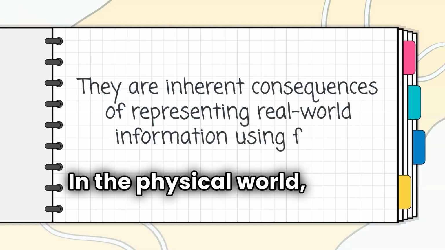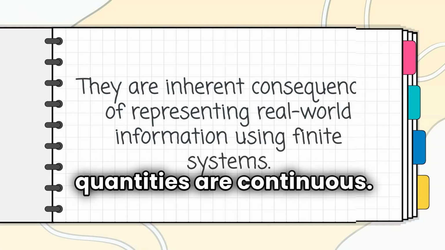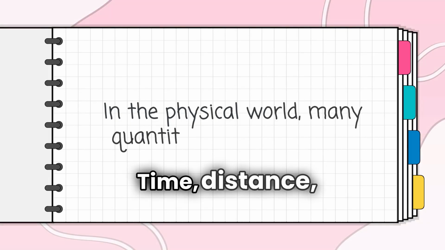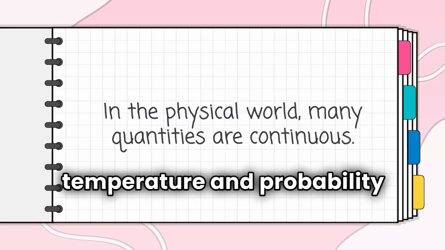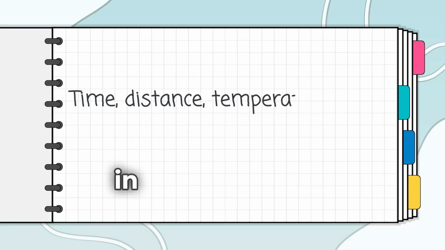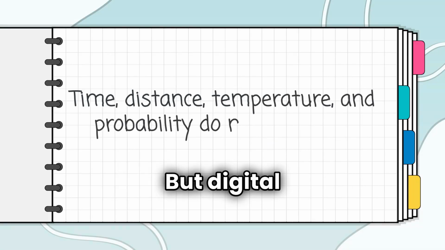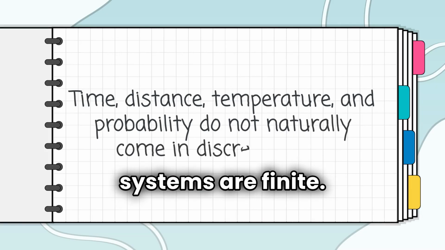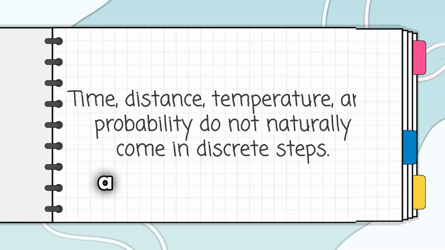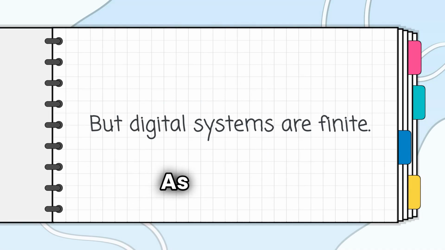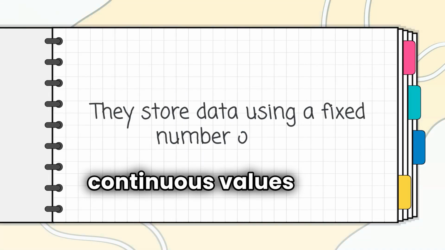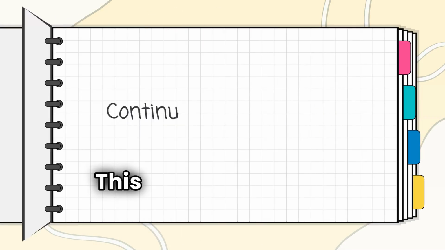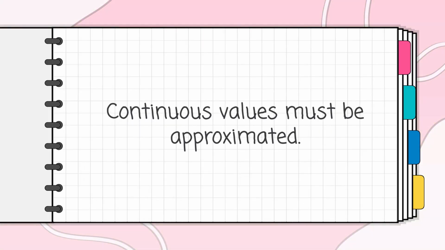In the physical world, many quantities are continuous. Time, distance, temperature, and probability do not naturally come in discrete steps. But digital systems are finite. They store data using a fixed number of bits. As a result, continuous values must be approximated. This is where precision limits arise.